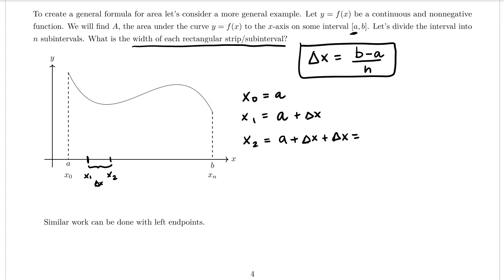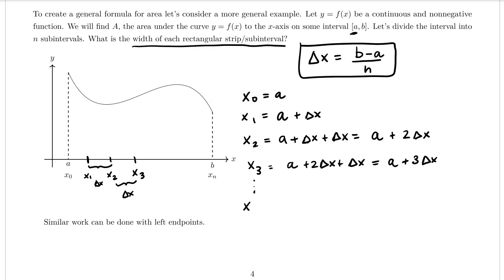But there's a cleaner way to write that. So that is the same thing as a plus 2 delta x. Now I want a formula for x sub 3. Again, the distance between here and here is delta x, so I could take my previous x value, x sub 2, which was a plus 2 delta x, and then I can add on delta x, and a more condensed way of writing that is a plus 3 delta x. Are you starting to see the pattern?